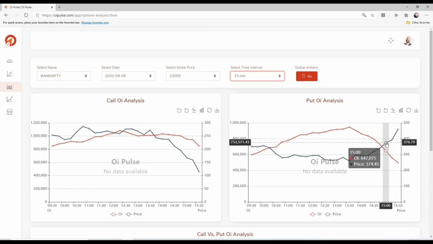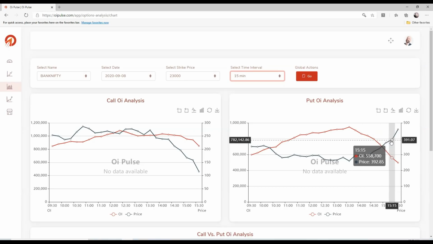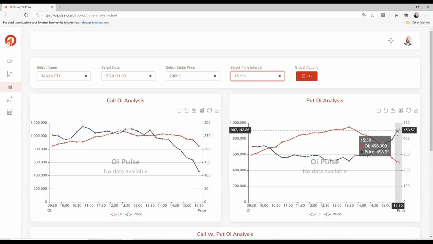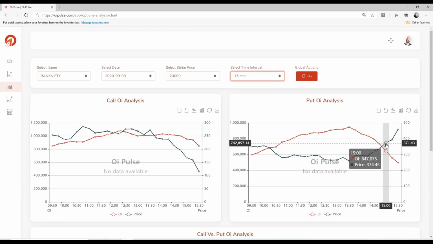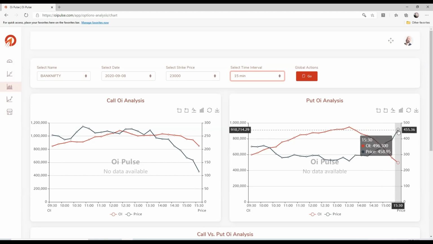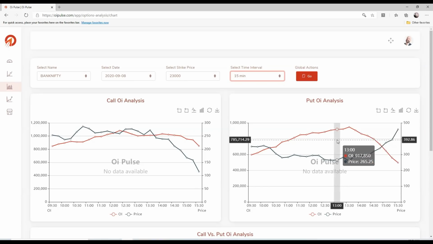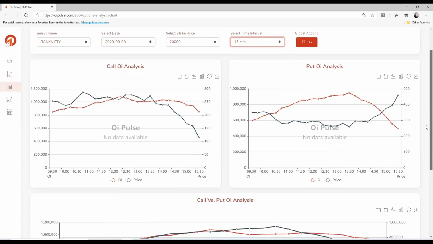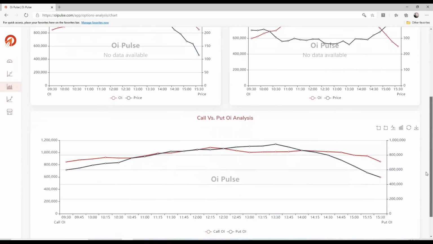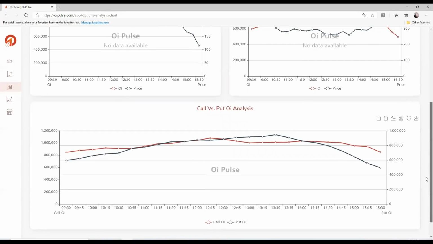Imagine even if you would have entered after the crossover somewhere around here when the price was around 374, and look at this, 392, and it closed somewhere around 458. One percent is all we are targeting, and this is giving you huge returns. This is what I would be literally hoping for. And the good thing about this particular feature is we should be able to see the overall call and put OI analysis as well.